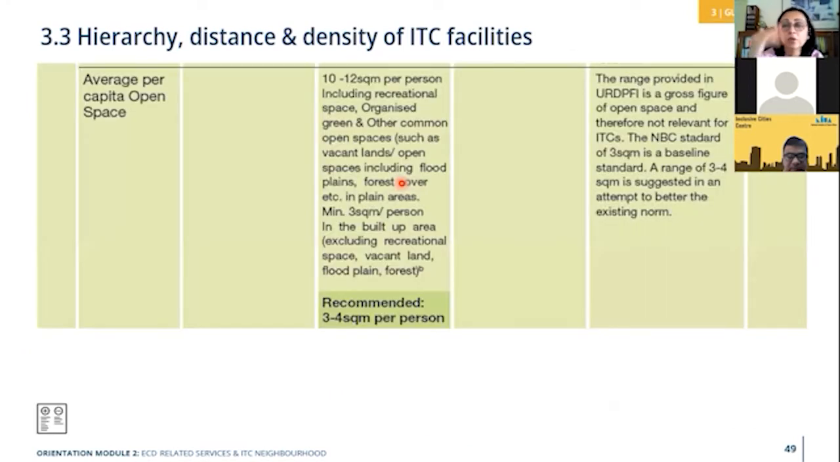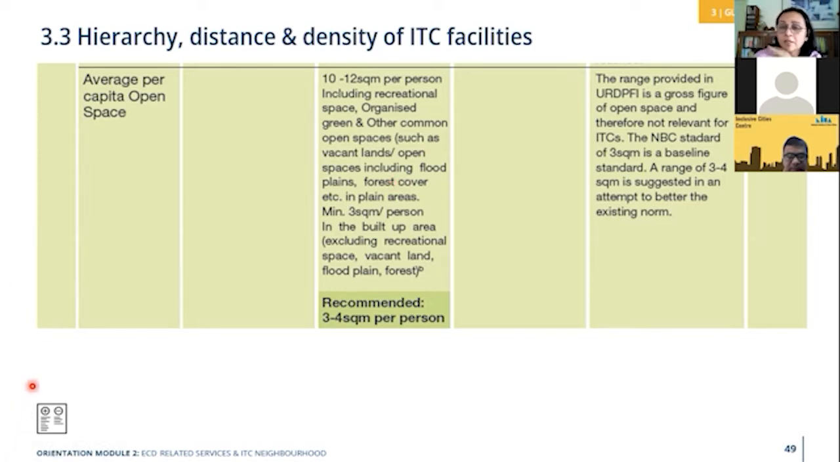Now, if you look at this table, what is recommended for such a size of neighborhood is that the per capita open space in such a neighborhood would come to about 3 square meters. This is actually on a very low side. So again, here I have a symbol which is contrast and compare.